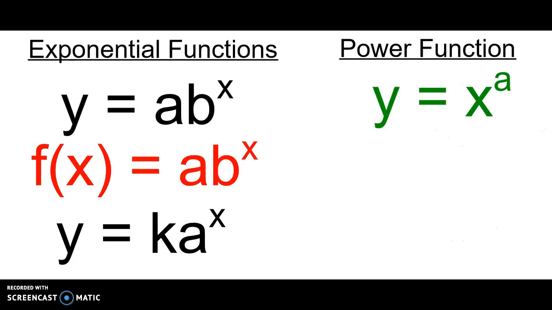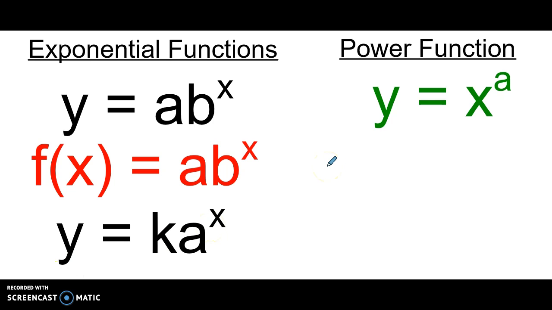So here's something you might want to write down. Exponential functions, you can see them in several different ways. Sometimes they're written as y equals ab to the x. Sometimes you see f of x equals ab to the x. You know that those are the same thing, of course. And then you also see them written like this, y equals ka to the x.